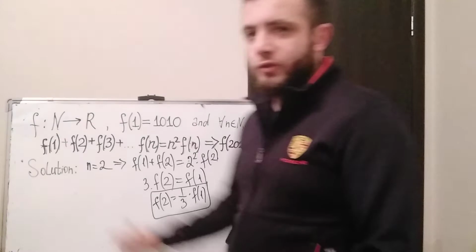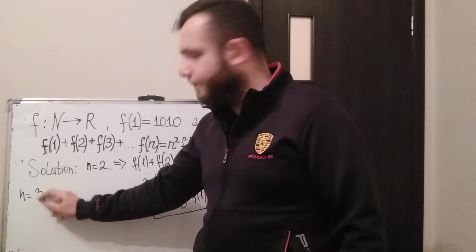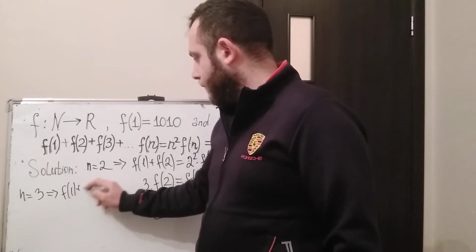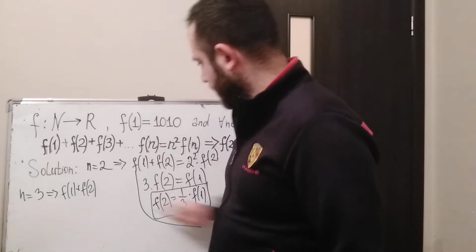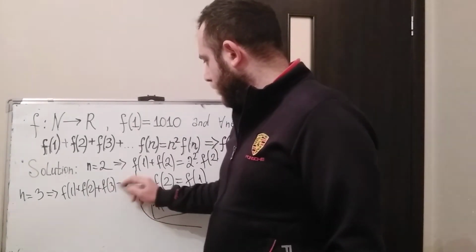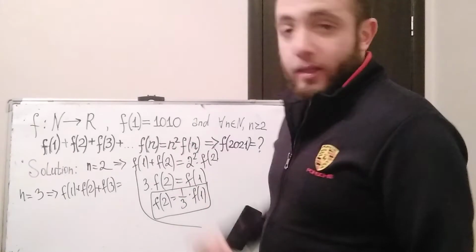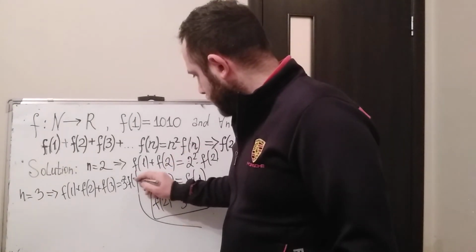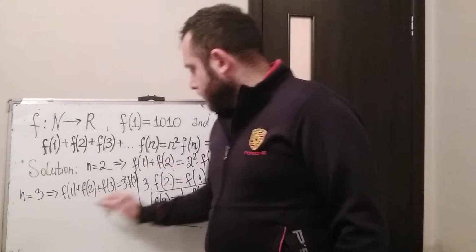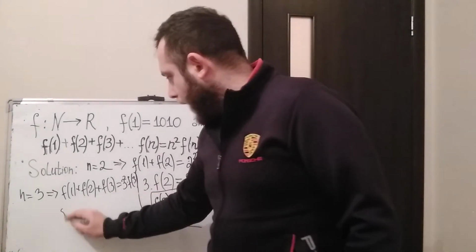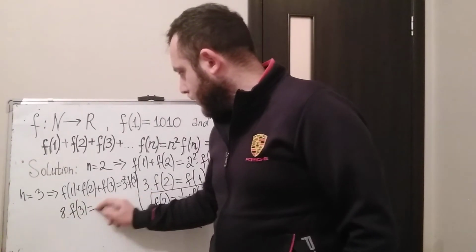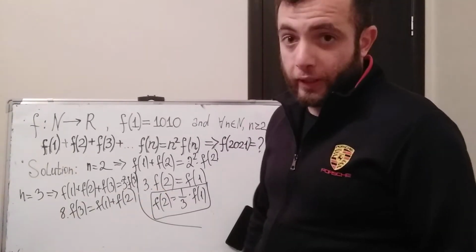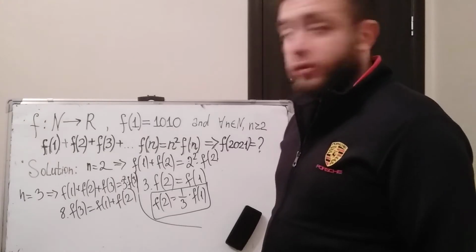Let's try n equal to 3. If I write it for n equal to 3, I get f(1) plus f(2) plus f(3) equal to 3 squared times f(3). Looking carefully, 9 minus 1 is 8. So 8 times f(3) equals f(1) plus f(2). We know what f(2) is: f(2) is a third times f(1).